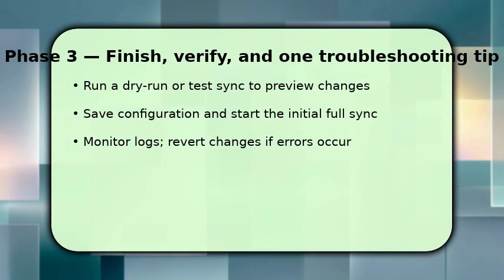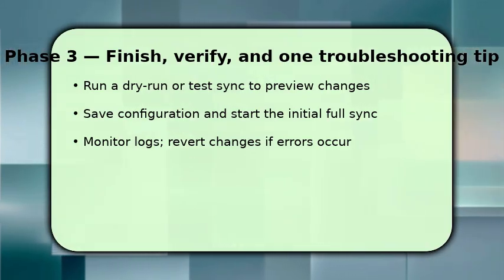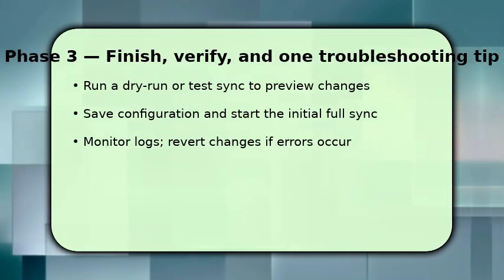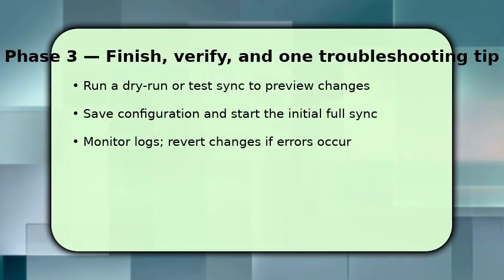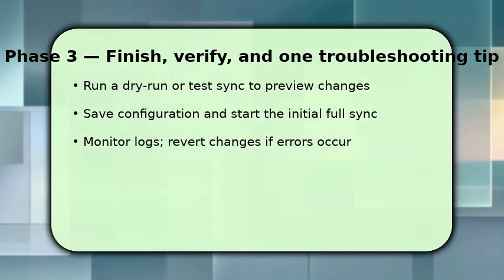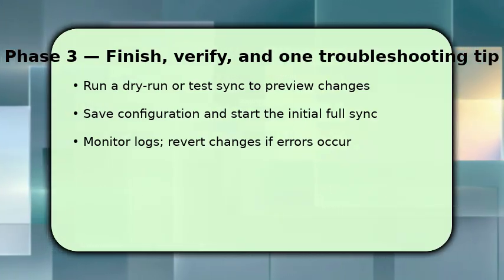You finalize by running a dry run to preview changes and then starting the initial full sync once results look correct. Make sure to save your configuration and enable notifications so you get success or error alerts. After the initial run, monitor the app logs and Spotify playlist contents to confirm expected changes.